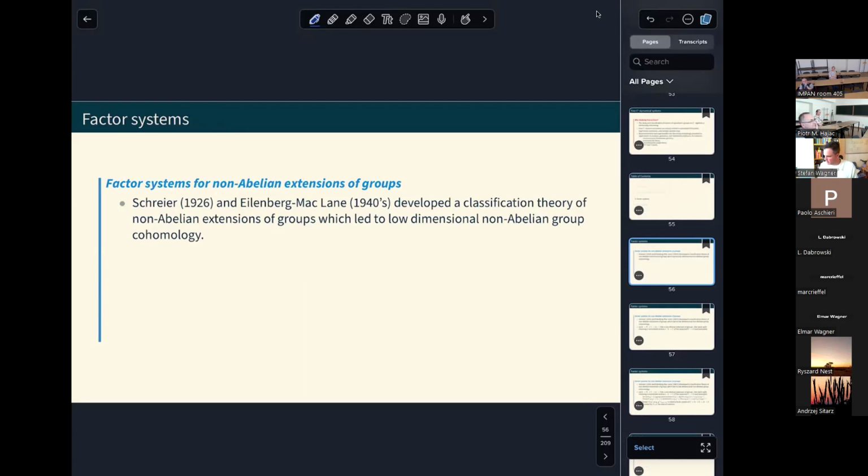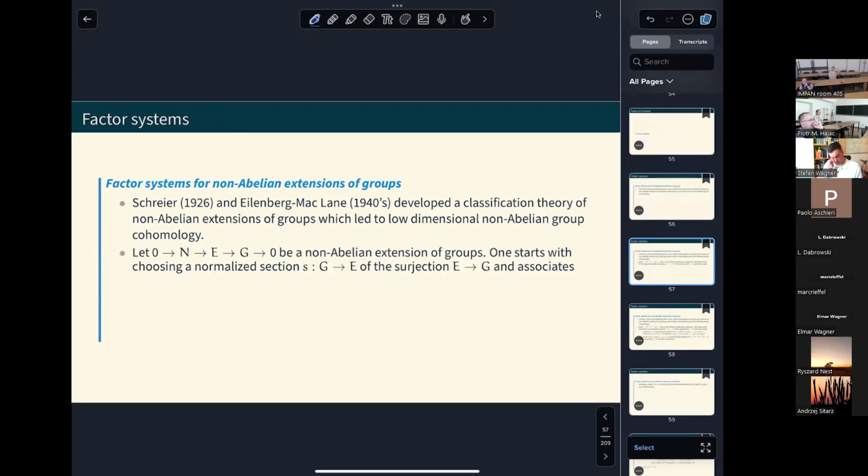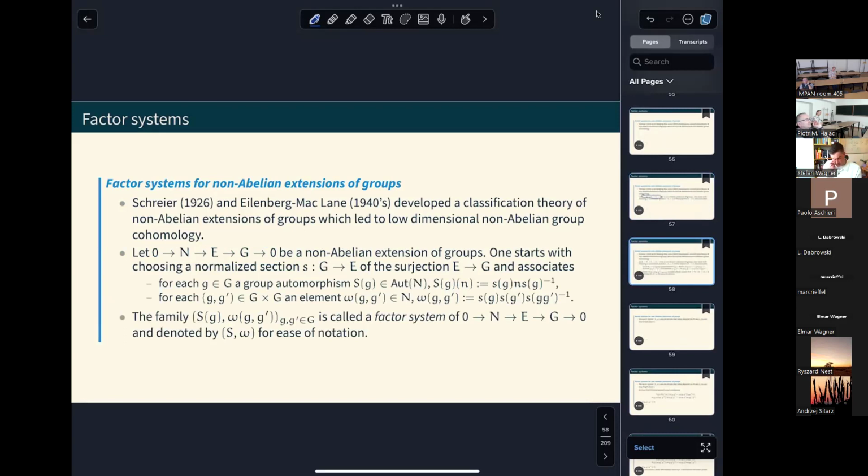So the idea here is the following. Whenever you have a non-abelian extension of groups, so this guy here, you take a normalized section of the surjection from E to G, and then you can associate some data. What you're doing here is, for each element in your group G, you associate a group automorphism of N simply by saying, okay, what happens to N? Well, I just conjugate with the image of s with respect to G. So this gives me an automorphism of N.